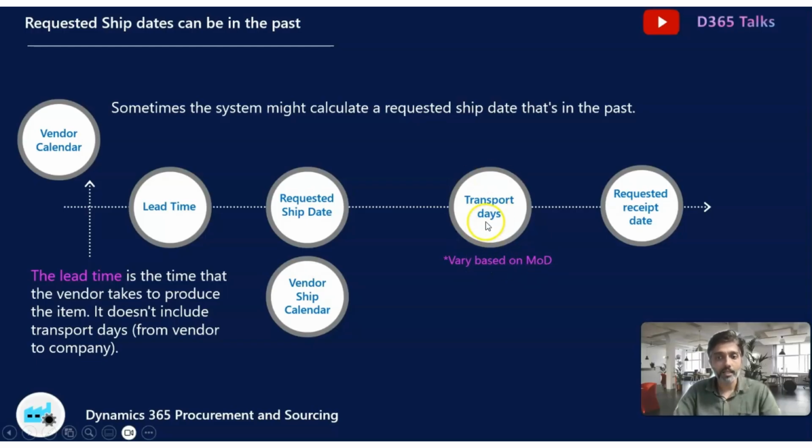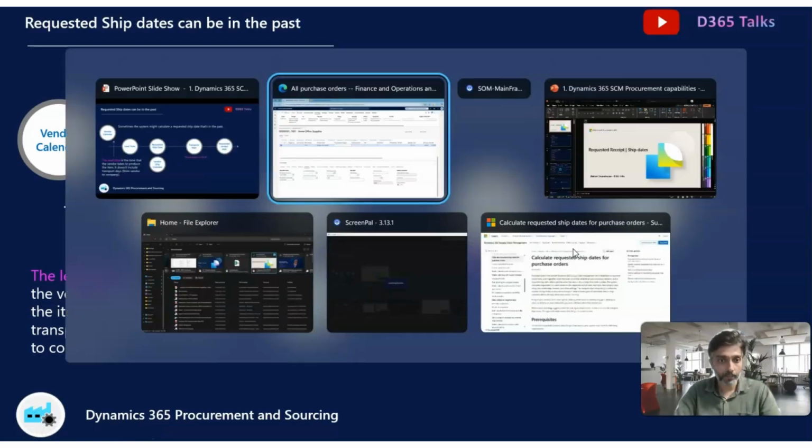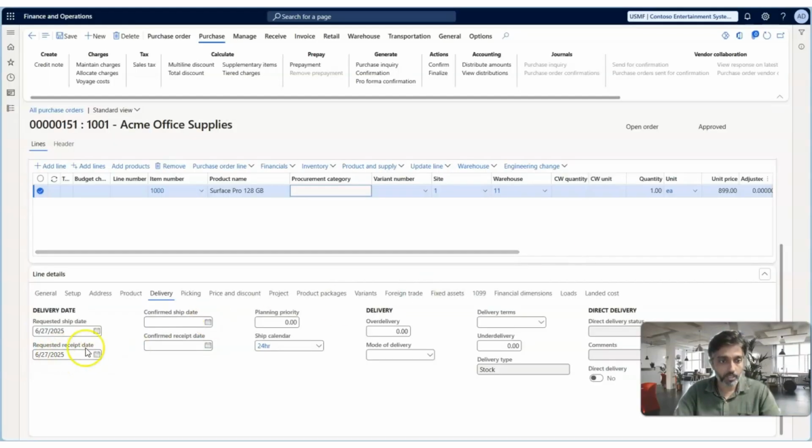So once we add the transport days, then the requested receipt date needs to be calculated, and this requested receipt date can also be calculated based on your warehouse operating days. That is also something which we will check. Like I said, this requested receipt date currently it is fetching, because we have not configured the transport days or the warehouse calendar. That's the reason it's still taking the same value.